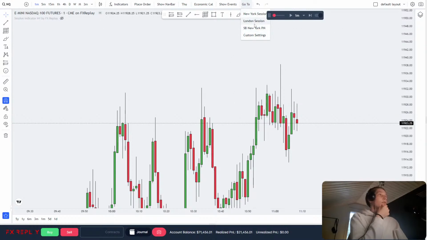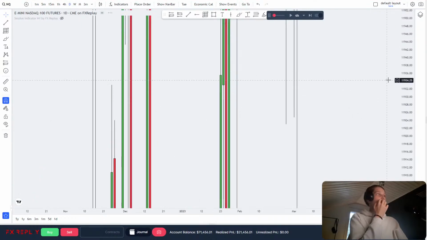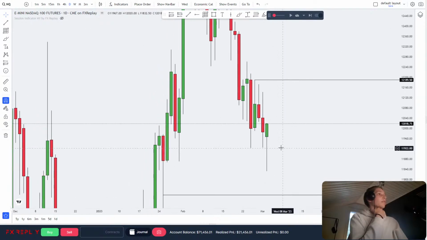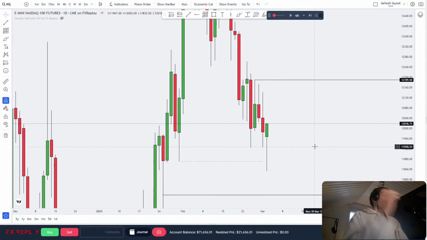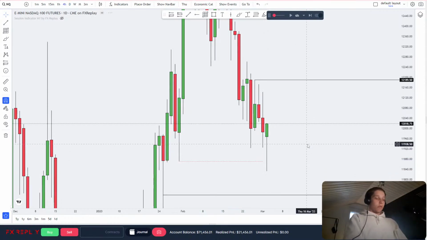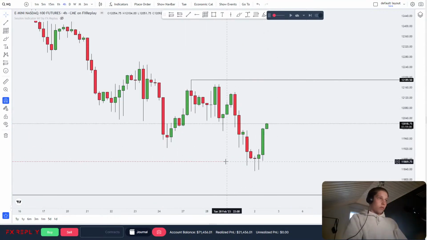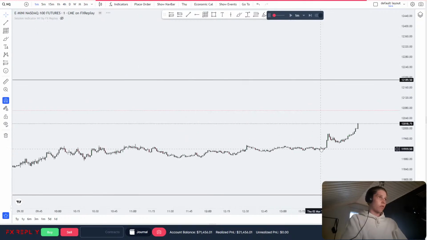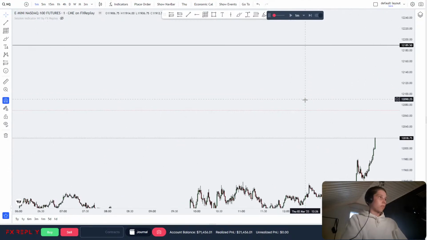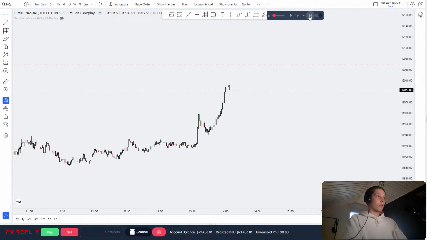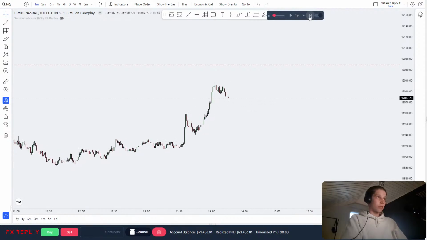Let's see what PM session looks like. We might skip it though. So we have pushed through these lows. That's notable. We are in this gap. We could even run up here, but let's just go quickly through this PM session and let's see if it provides you something.